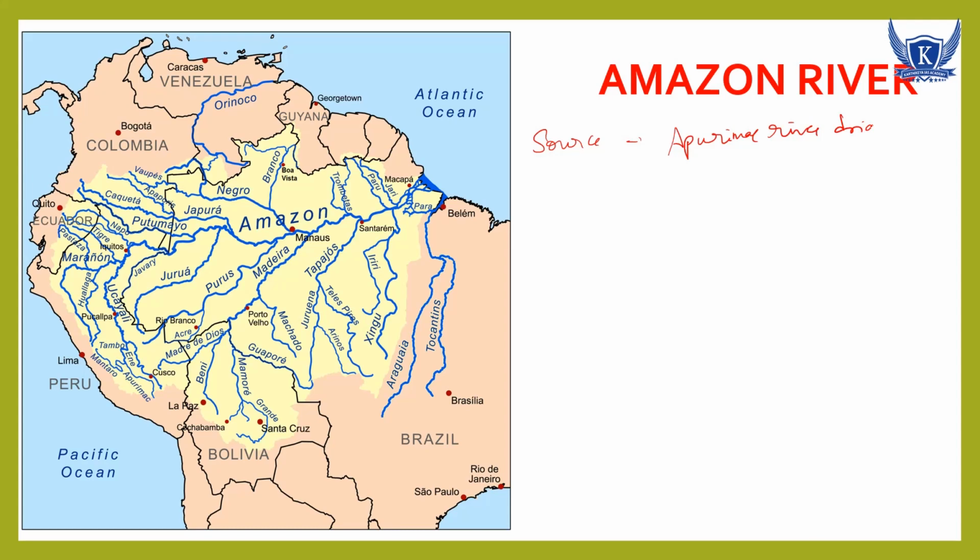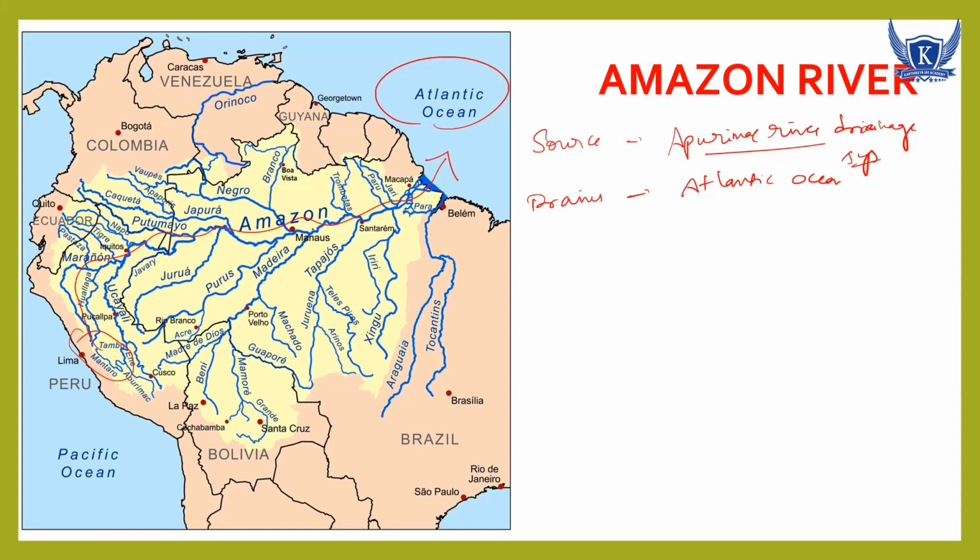Again, there are many contradictions regarding the source of the river. So you can say it is the Apurímac river drainage system. And where does it drain? It drains into the Atlantic Ocean. So you can see here, it starts somewhere around Peru and it flows all the way into the Atlantic Ocean. So where is it going to drain? It is draining in the Atlantic Ocean.